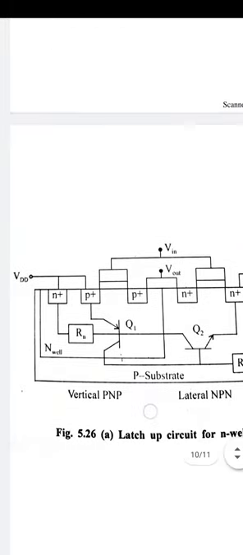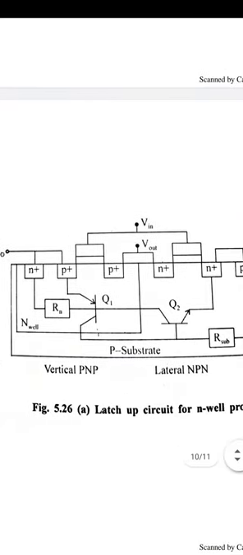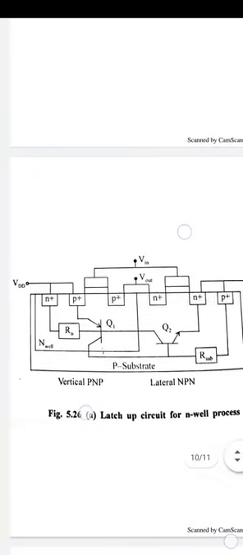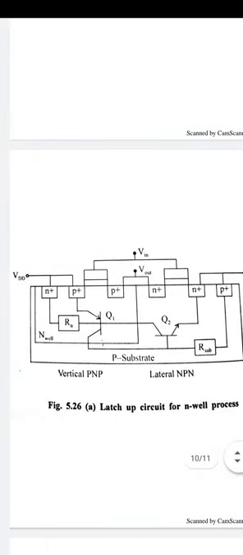So this is the structure by which I will explain the latch up condition. The two transistors Q1 and Q2 are present: a PNP transistor and a lateral NPN transistor. Both BJTs create a low resistance path between VDD and ground, and the product of the gains, beta 1 and beta 2, is greater than or equal to 1, due to the positive feedback of the back to back PNP and NPN transistors.